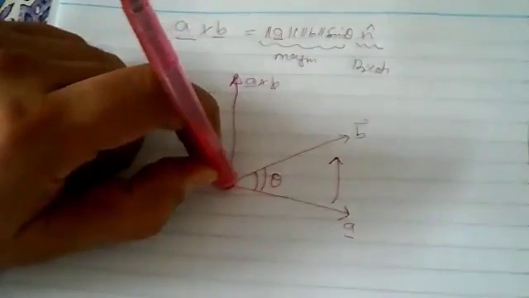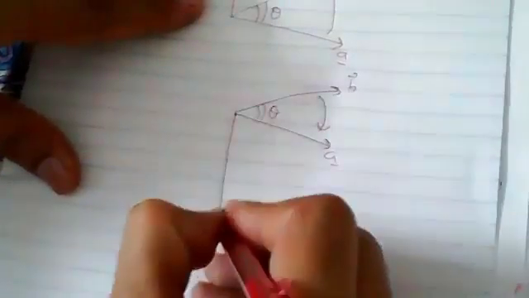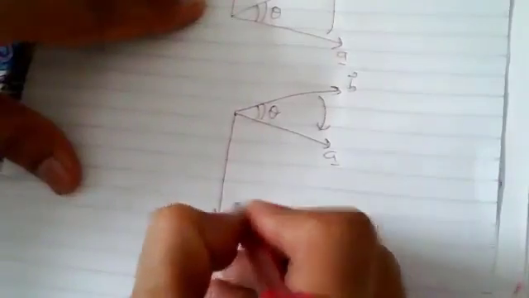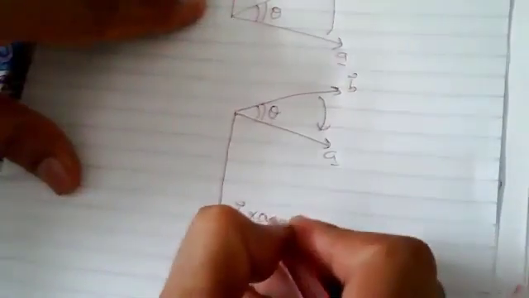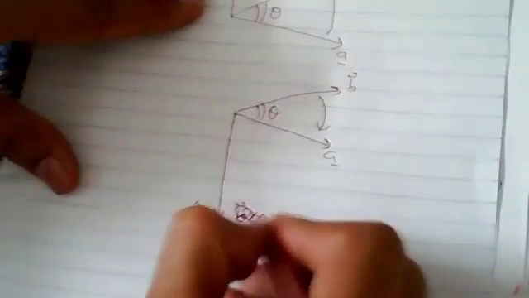If you rotate in the clockwise direction, then the normal will be in the downward direction. If you rotate from B to A, meaning clockwise direction, then the resultant will be downward. This is your B cross A. This is your resultant in the downward direction.